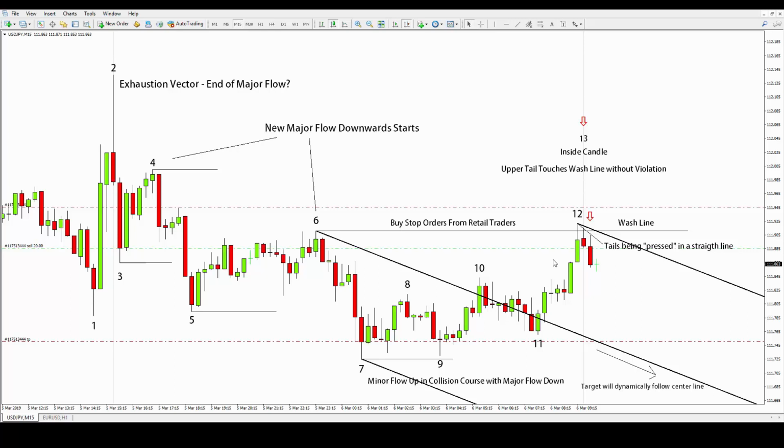In candle 13 things get even more amazing because price creates an inside candle that touches the wash line from number 6. Beyond all of that, notice how the upper tails from number 12 onwards form a predictable pressing motion displayed by the sloped line. If you think that all of this orchestrated price motion is just a coincidence, you better think again about all of this. At this point in time, by knowing the work ethic of market makers, a trader can consider the possibility of riding along with them.